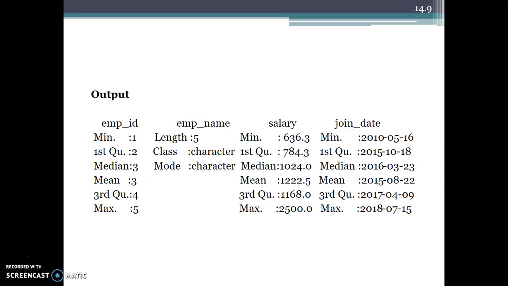Since we know that the employee numbers are 1 to 5, we know the minimum is 1, maximum is 5. We are looking at the first column. First quartile is 2, median 3, mean 3, and third quartile is 4. Employee name being character, there are no quartiles there, it's just the length, the class, and the mode. Again, salary being numeric, you can see that the values of the quartiles, the median and the mean have been calculated. And join date also, we have the mean, the median, and the first and third quartiles.